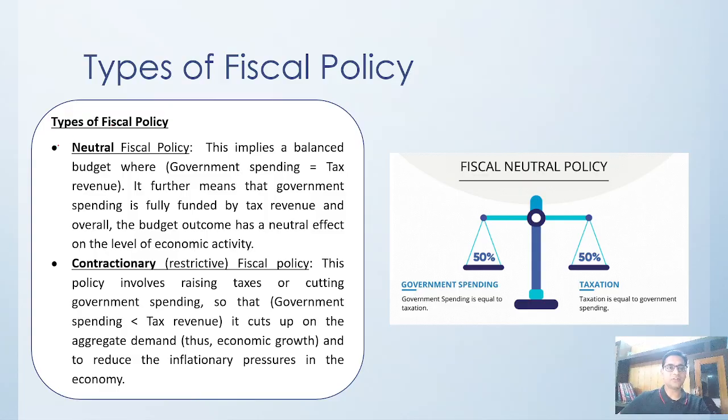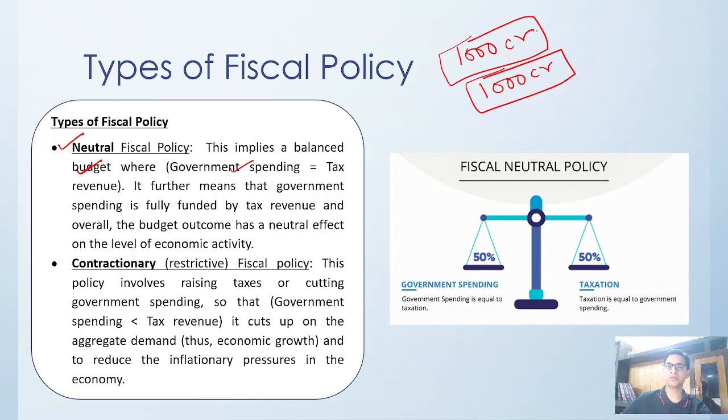One is neutral fiscal policy. Neutral fiscal policy means you are earning 1,000 crore, and you are spending 1,000 crore. Balanced budget. Neutral fiscal policy means balanced budget. Government spending is equal to tax revenue. You got 1,000 crore in taxes, you spend 1,000 crore.